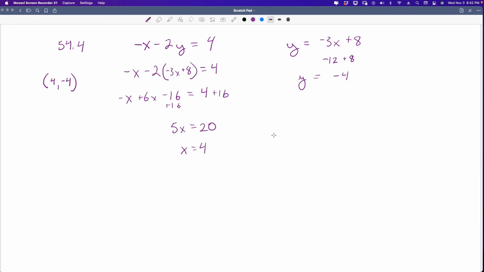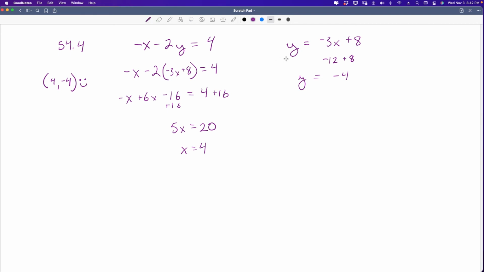All right, so here is what you should have gotten. You should have gotten x is 4, y is negative 4. If you got 4 and negative 4, then good job. That is the correct answer. If you did not, then let's walk through it.